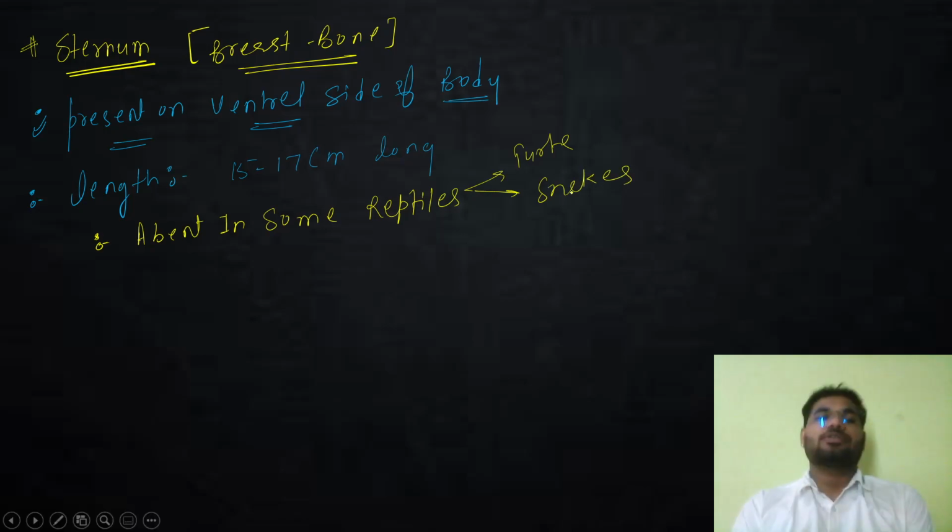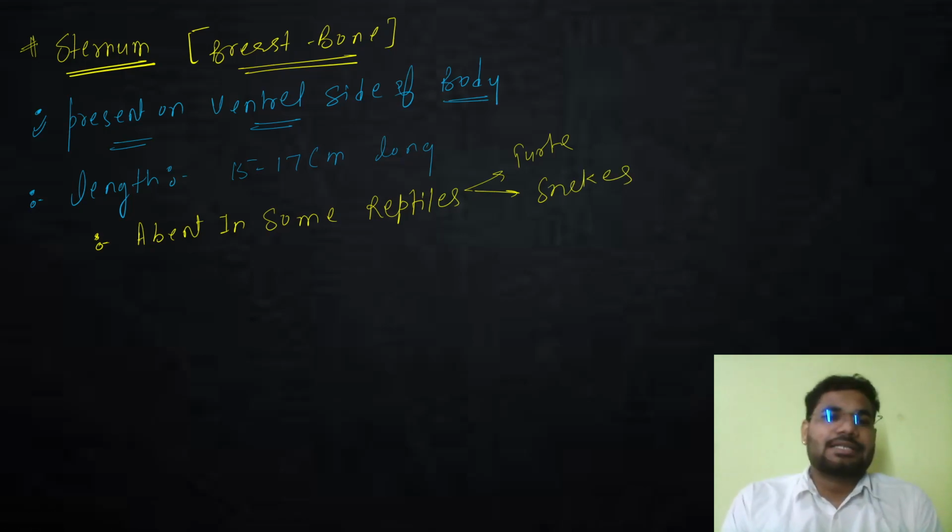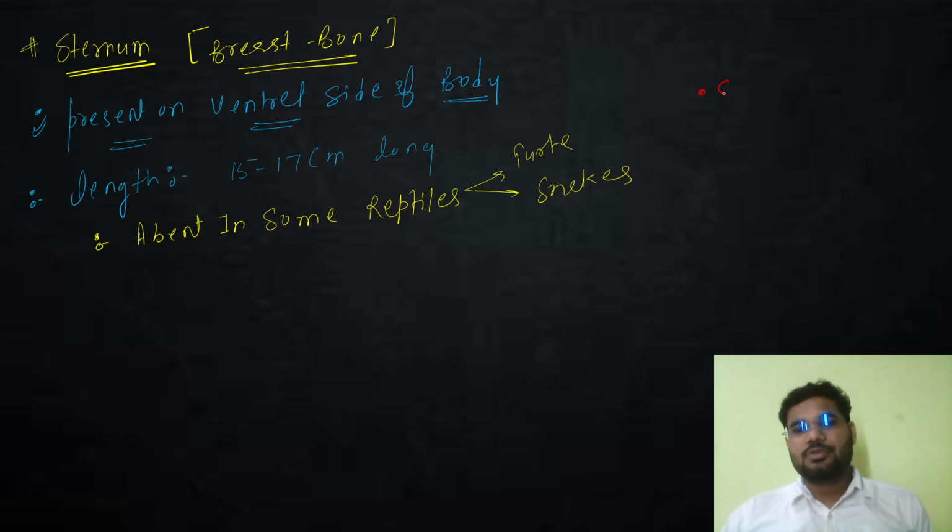So when we talk about the sternum, it has certain parts. Let us talk about these parts first of all. I have an image on that side, but I have written it over there, no problem. Let us see what is there in the sternum. We can divide the sternum into three parts. So what are these three parts?